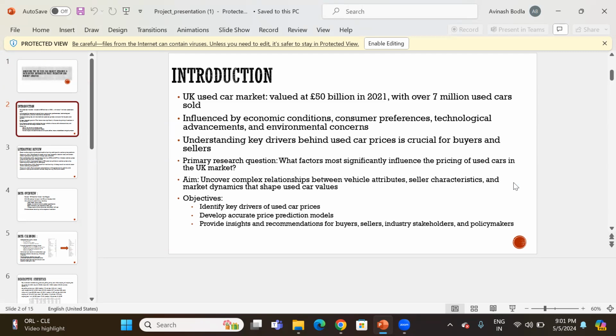The research question is: what factors most significantly influence the price of used cars in the UK market? Our aim is to uncover the complex relationship between vehicle attributes, seller characteristics, and the market dynamics that shape a used car.